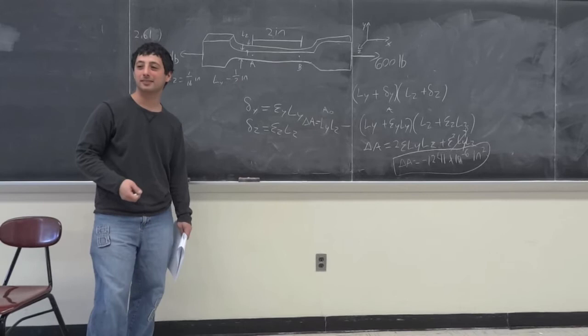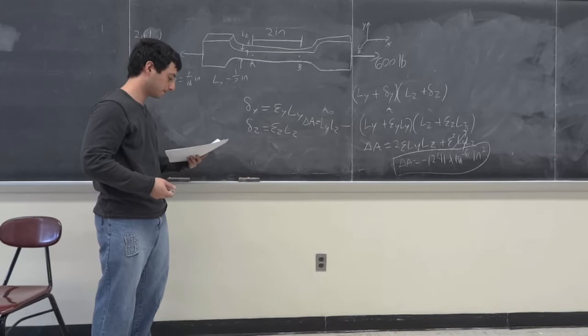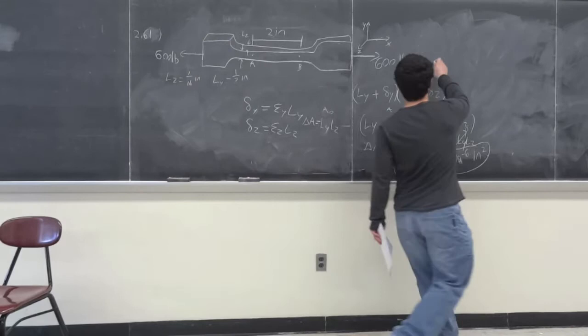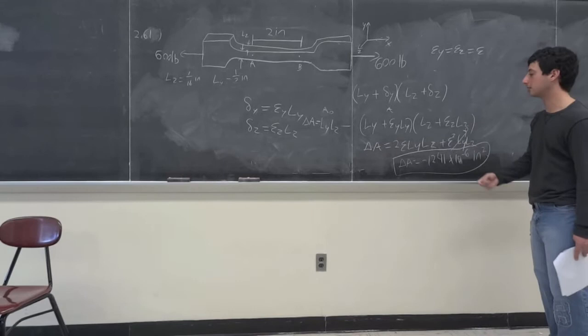In the delta A equals 2 times... the part of that symbol is like, this should be epsilon sub y or something. I forgot to tell you guys. I called it epsilon, since epsilon y is equal to epsilon z. I just call that epsilon. They're all equal to each other, so instead of y, I just put epsilon. I combined the terms after I multiplied it out.